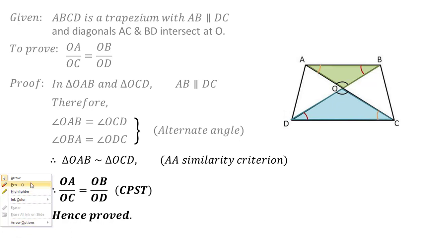Now once we prove that they are similar, then their corresponding sides will be in the same ratio. So OA upon OC will be equal to OB upon OD. So straightforward, we can say that by CPCT, that is corresponding parts of similar triangles, these ratios are equal. So hence you proved this question.